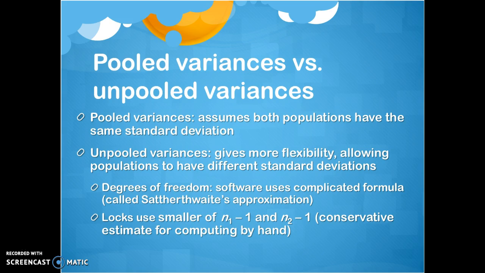That's not always true. So there's an option to say we unpool the variances, meaning the two variances, or the two standard deviations, are different between these two populations. So we use what's called unpooling, and that gives us some more flexibility in our calculation. You will uncheck that in the software. I will show that to you when we get there. So we will use unpooled variances for our purposes.